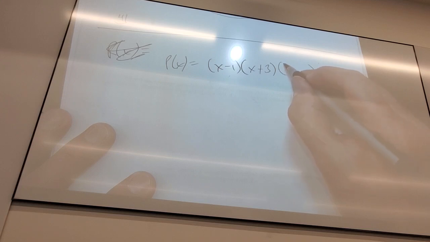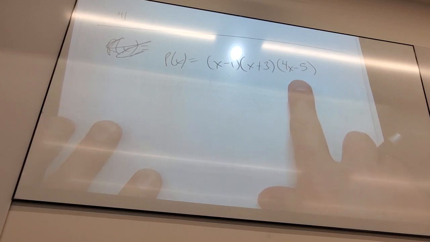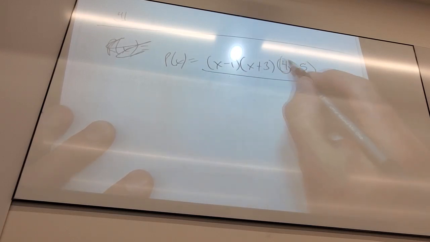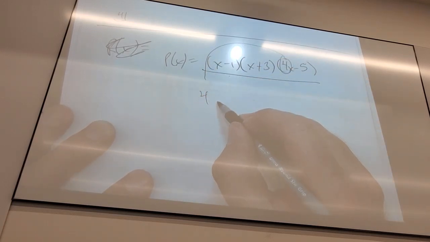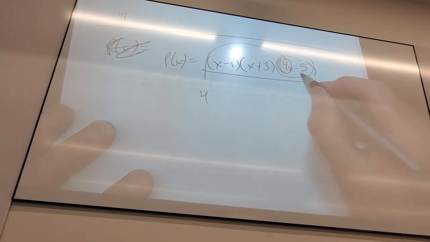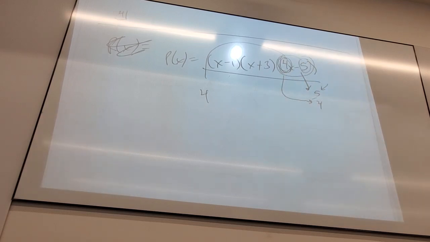A coefficient higher than 1, a multiple. Do I have a fractional root now? Yes. And if I multiply this out, won't the 4 be in the front? Yes. Okay. What would the fractional root be? 5/4. Do you see how this number's up top? This number's on the bottom. Yes. Do you see that? Okay.